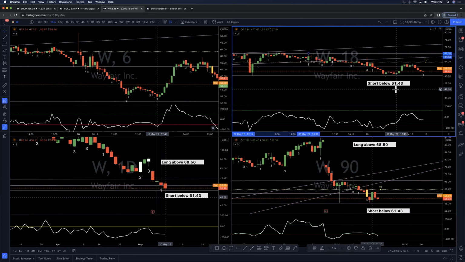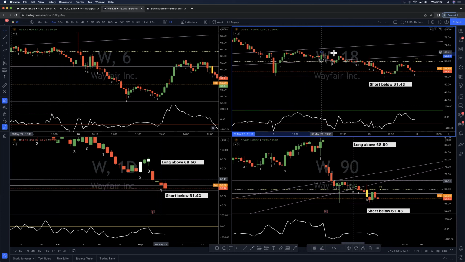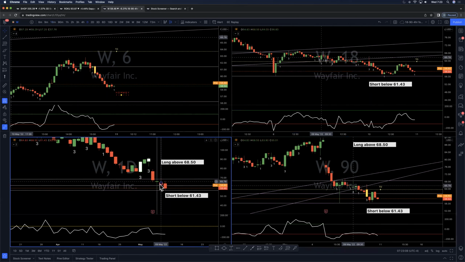So what we did was long above 68.50, because remember, it was an inside day. So we said it needed to go long above this high, or short below the low. Because remember, this was an inside day, right?